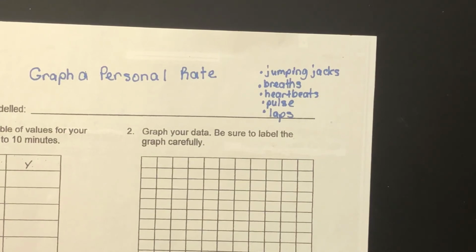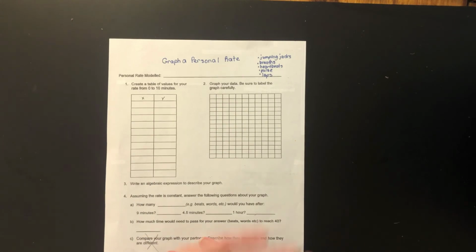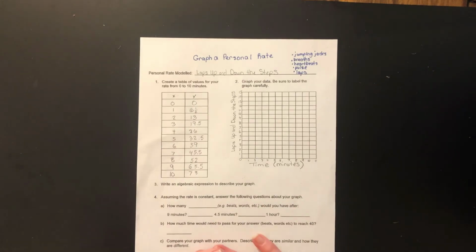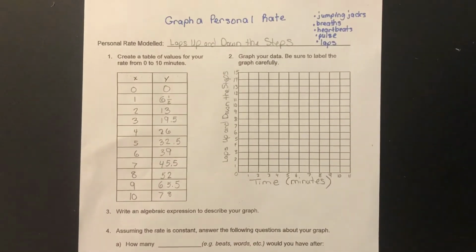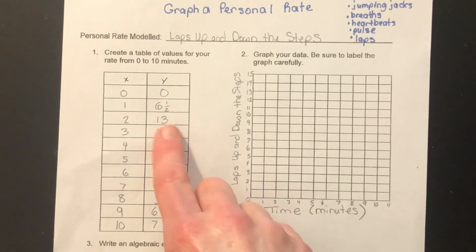I decided to time myself running laps up and down the steps. So up and down 1, up and down 2, up and down 3. And let me show you what my paper looks like. Here we go. It took me 6.5 minutes to run 1 lap.